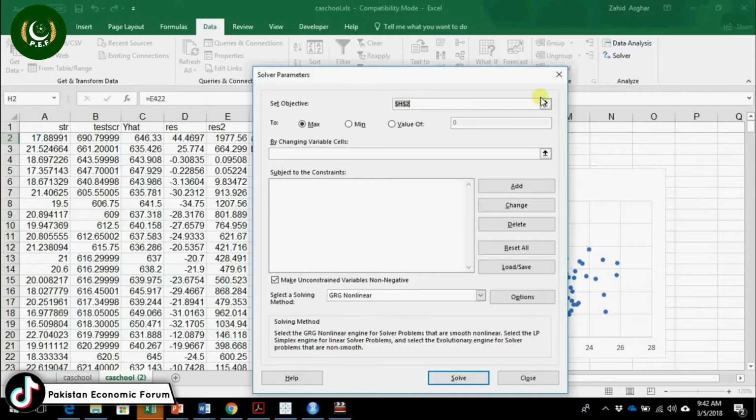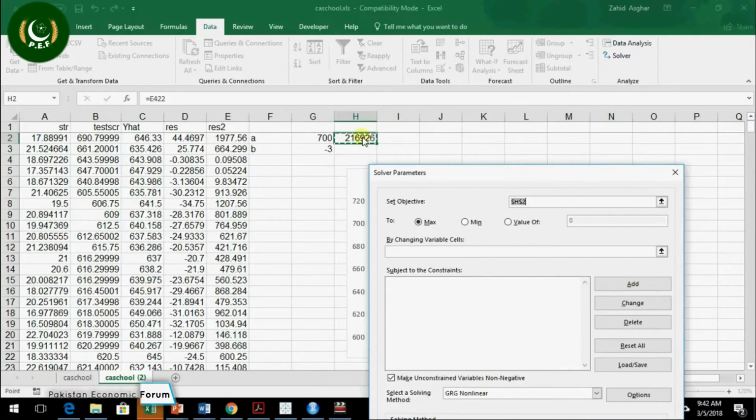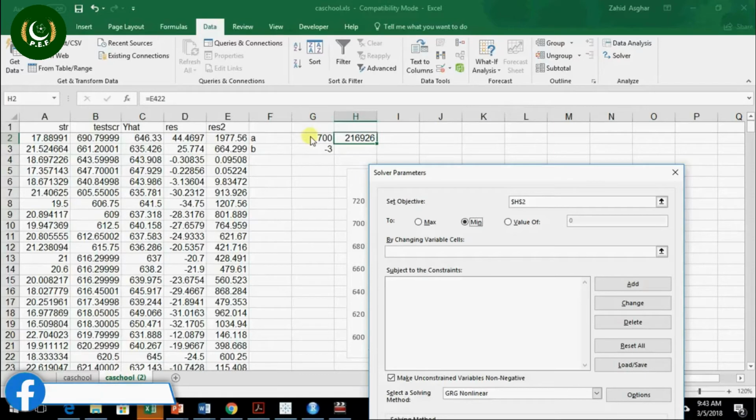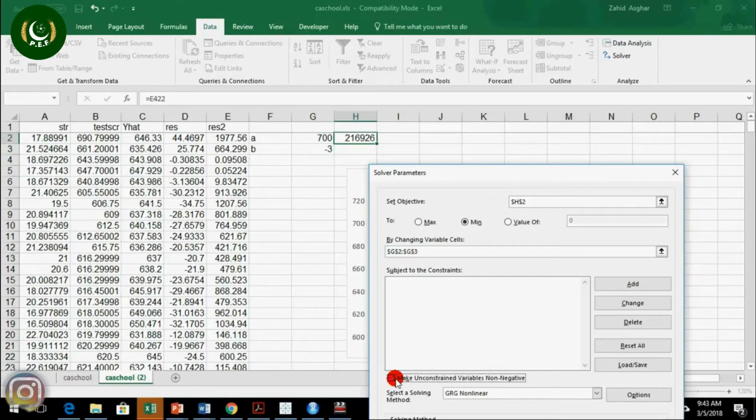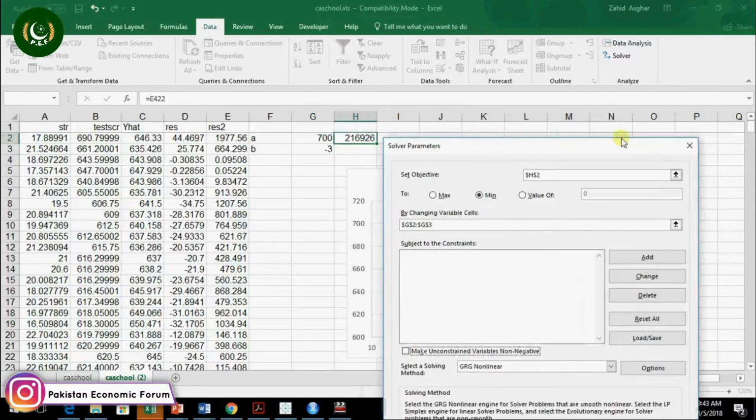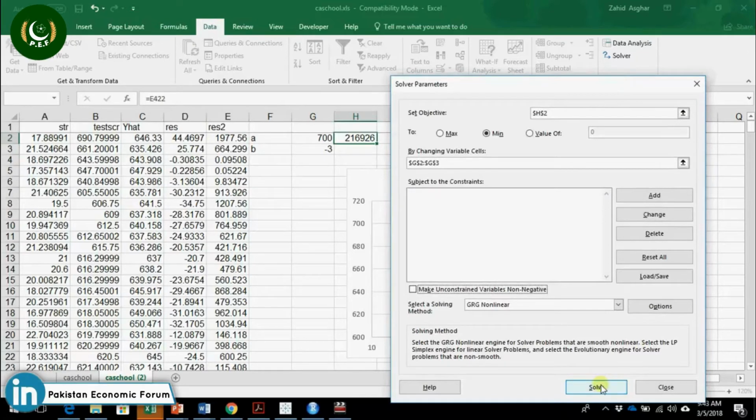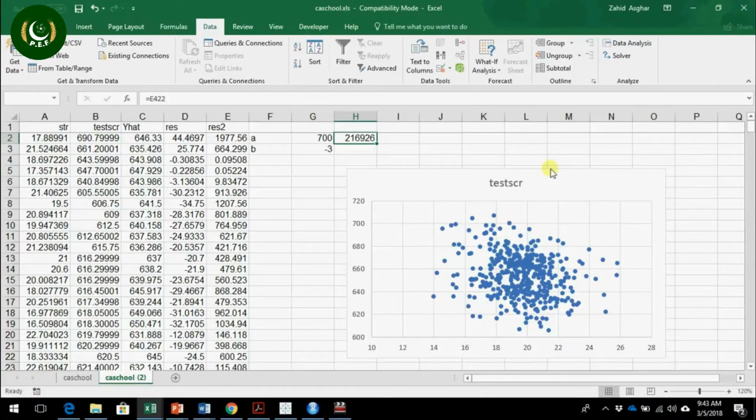So our set objective is cell H2 by changing which cells? So we need to change alpha and beta, and we ask the computer to solve it for us. So now it's trying so many values of alpha and beta, beta naught and beta 1, and it will pick those values of beta naught and beta 1 so that no other value can make this sum of squares of residuals as minimum.